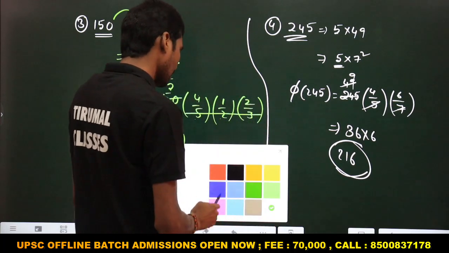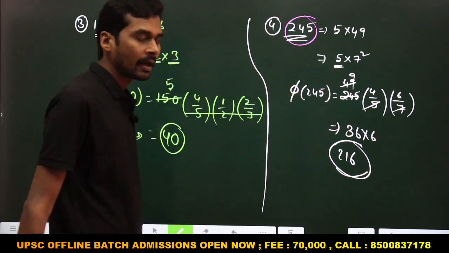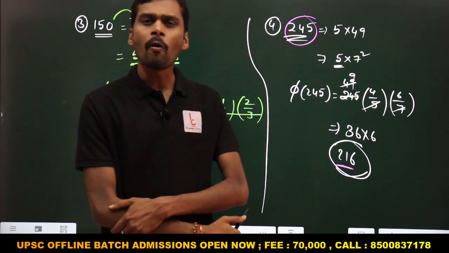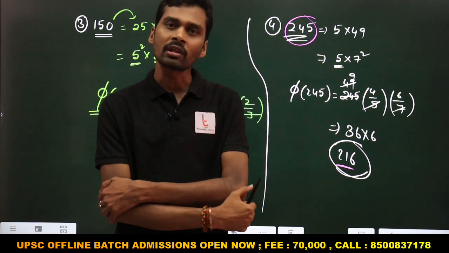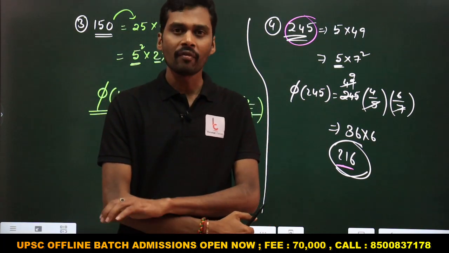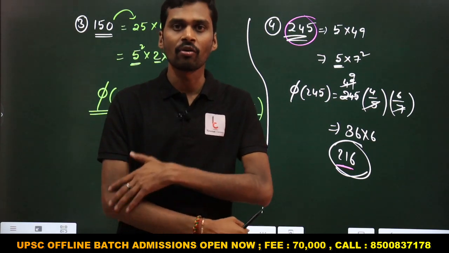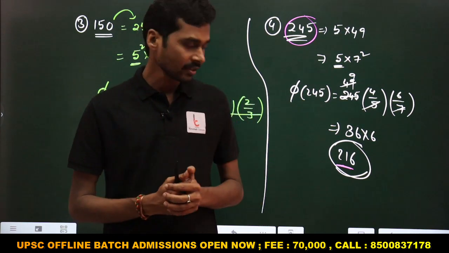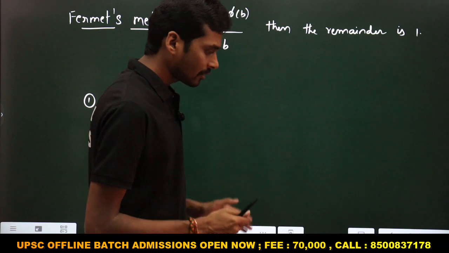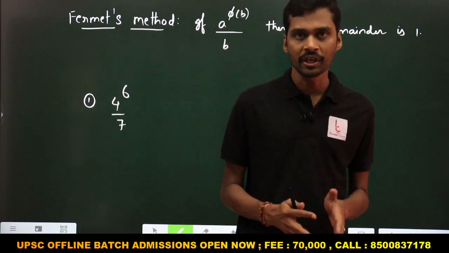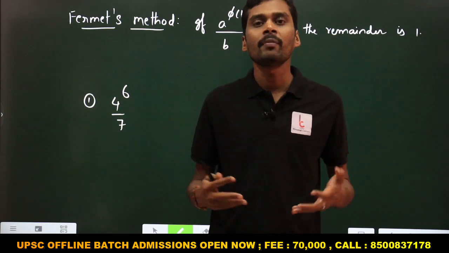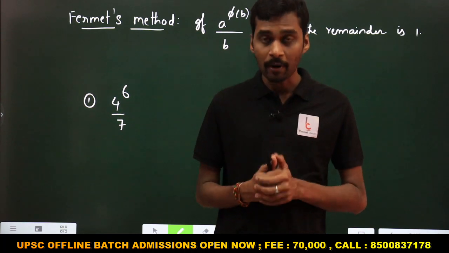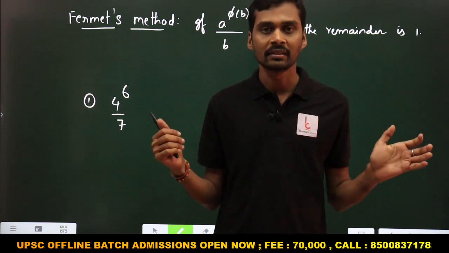Okay, so the number of co-primes to the number 245 is what? 216. So likewise we find out the number of co-primes to any number by using the concept of Totient, that is called the Totient method. However, the name is not important, just remember the concept. How do you find out the number of co-primes to a particular number? Now by using the concept of Totient, we can find out the remainders of many problems. So now we'll see different types of problems where we have to find out the remainders.